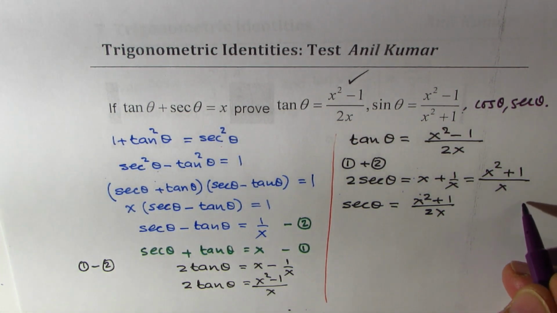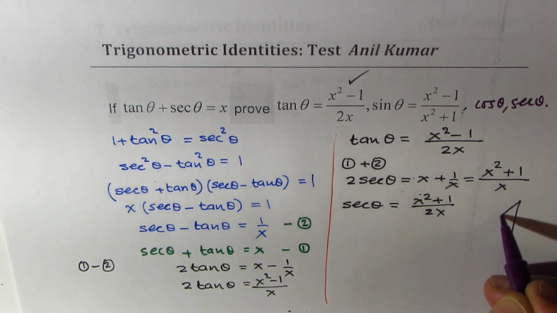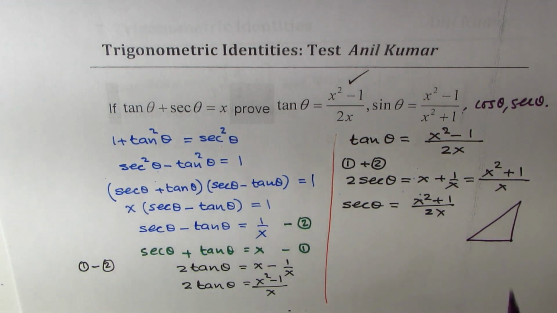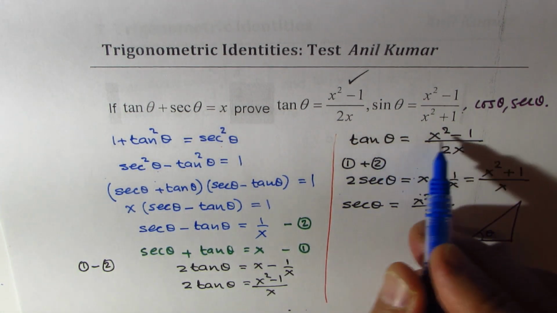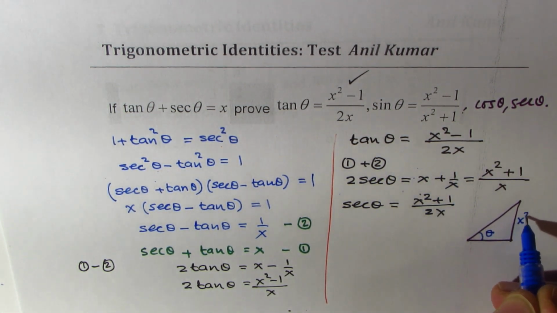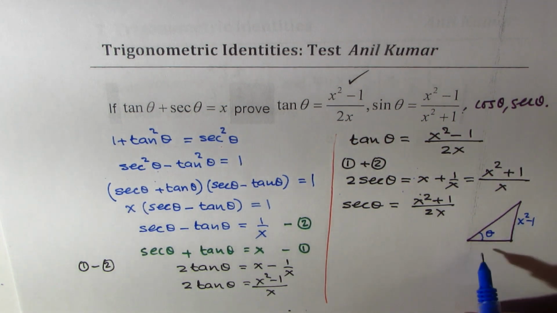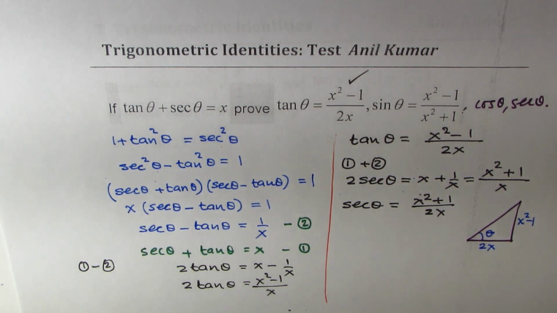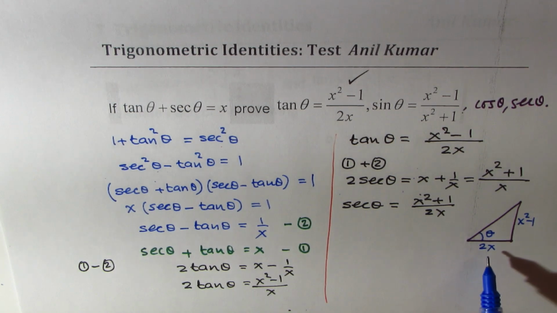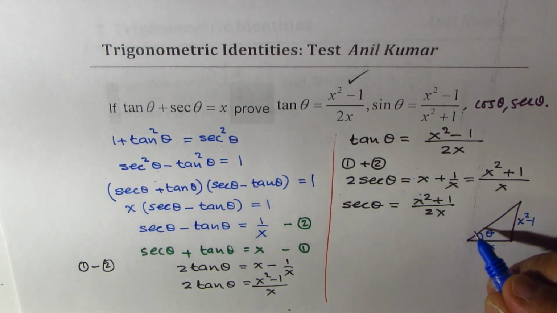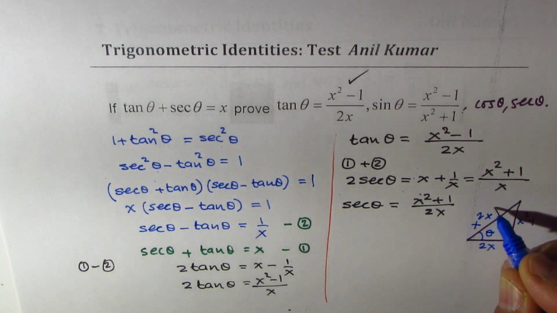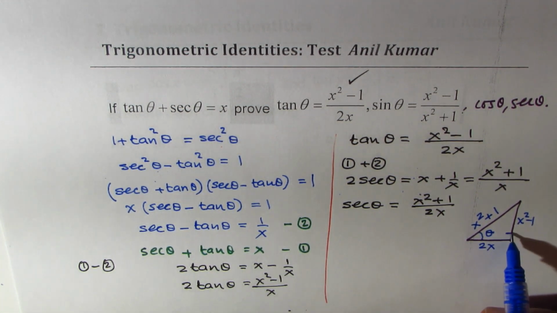So now what I'm considering here is a right triangle. And in this triangle, we have angle theta right there. Tan theta is x square minus 1, opposite, over 2x, that is tan. And if you see, secant is what? Hypotenuse over this side. So hypotenuse is x square plus 1. So our triangle is complete, right?